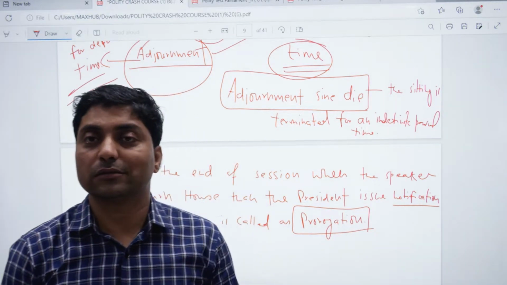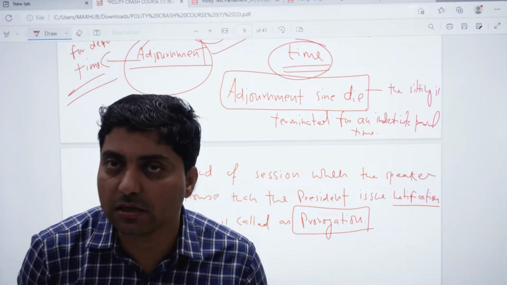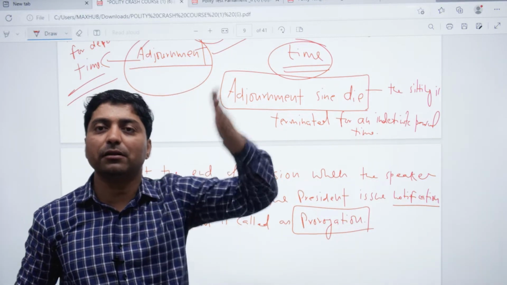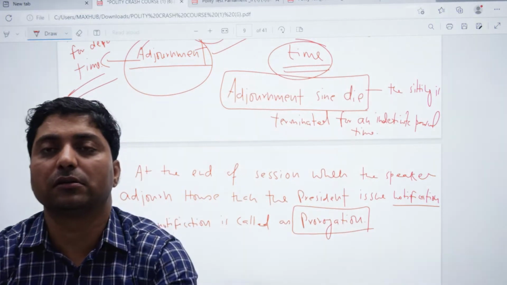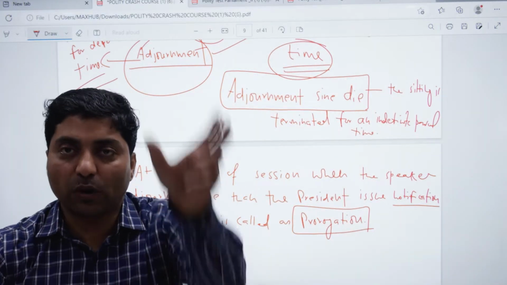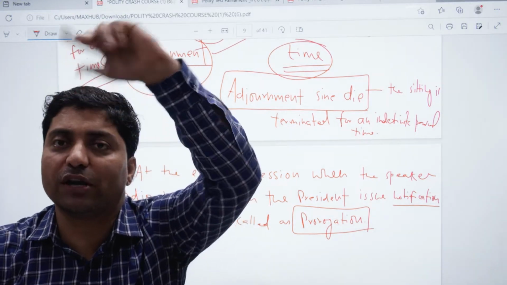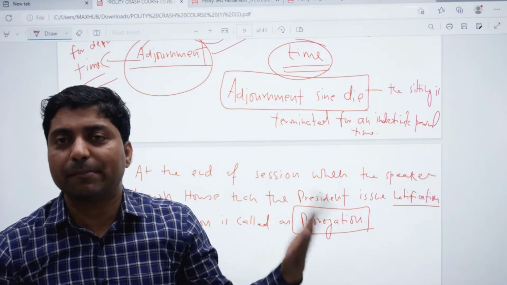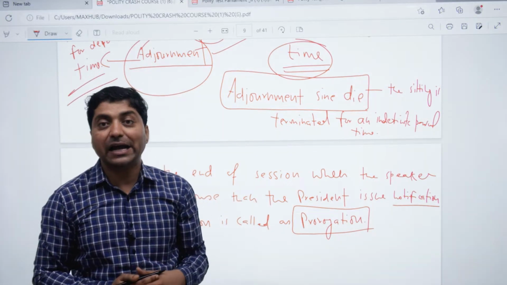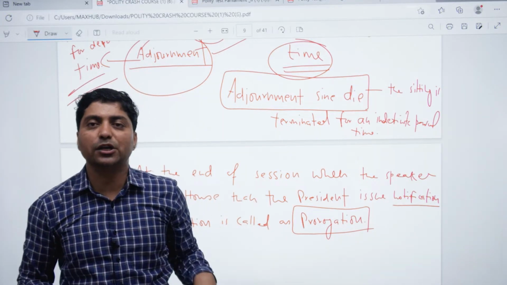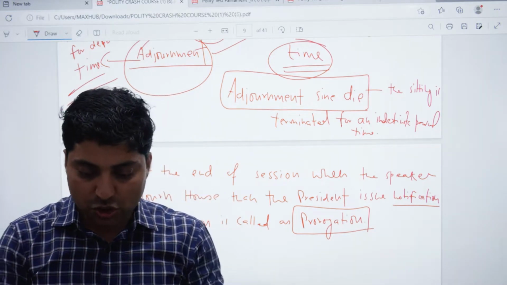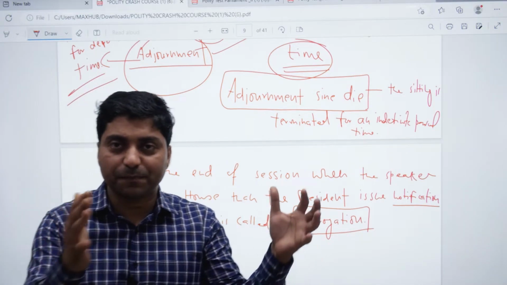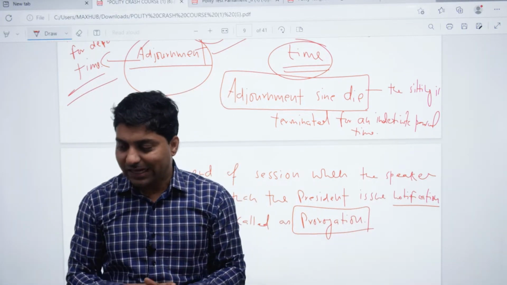So we learned that there are 3 sessions, and in each session there are multiple meetings. Each day there is a meeting, right? And in one meeting, one day there are 2 sittings: morning sitting and evening sitting. And sitting of the house can be terminated by the term that is called adjournment. So when there is adjournment, then sitting is terminated for a definite period of time.